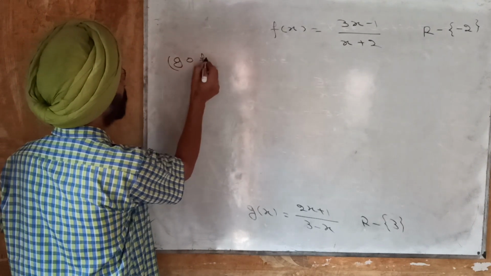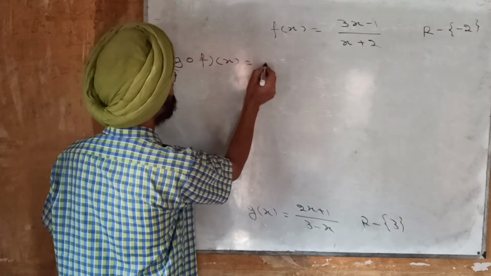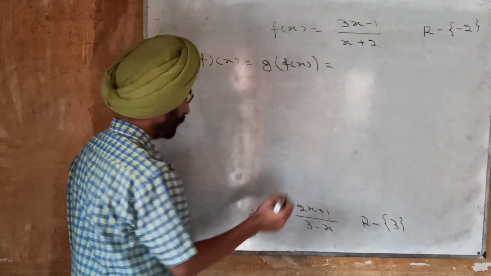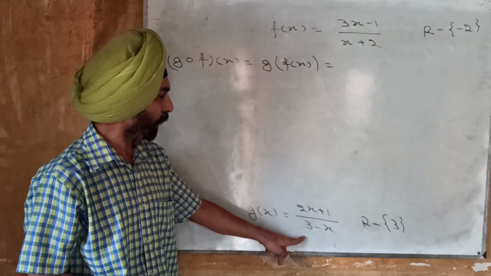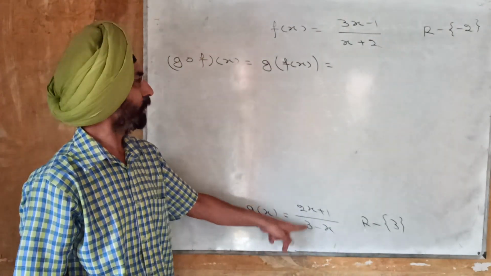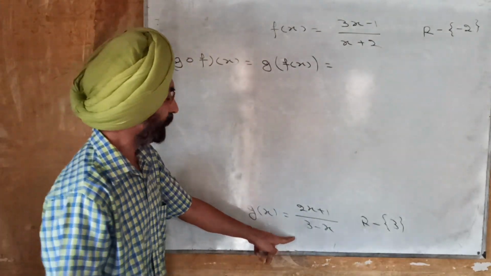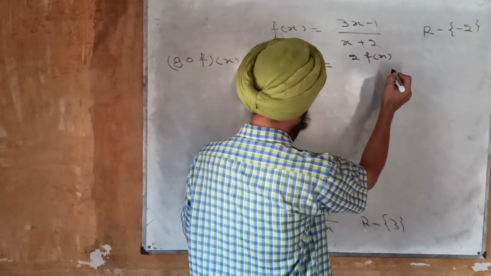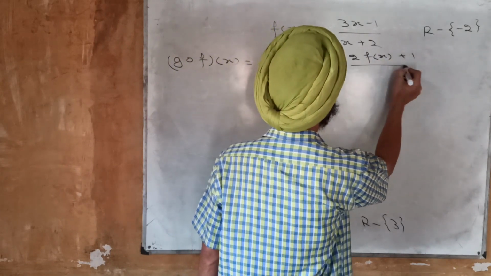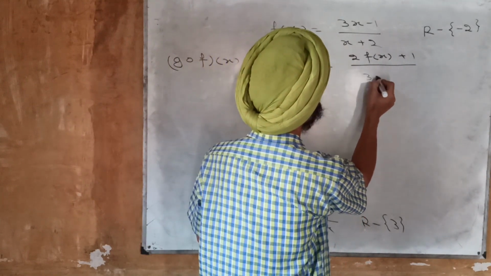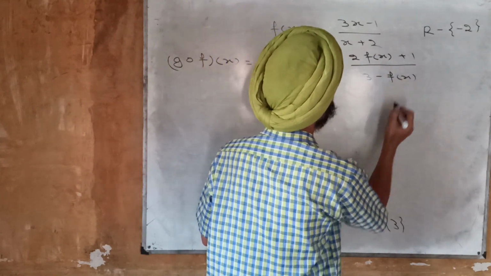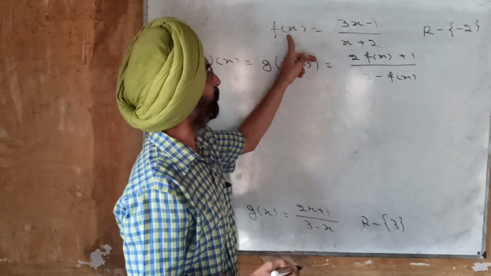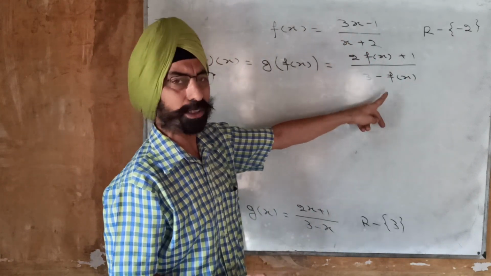So let us find (f composite g)(x), that means g(f(x)). g(x) is (2x plus 1) upon (3 minus x). So what will be g(f(x))? g(f(x)) will be (2 times f(x) plus 1) upon (3 minus f(x)). And now substitute the value of f(x). The value of f(x) is (3x minus 1) upon (x plus 2).